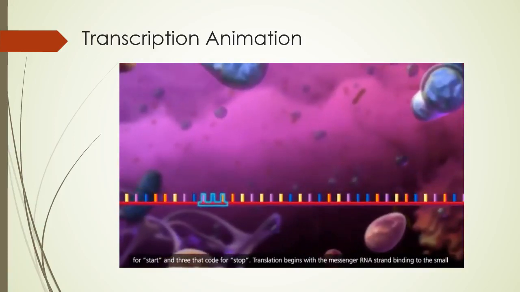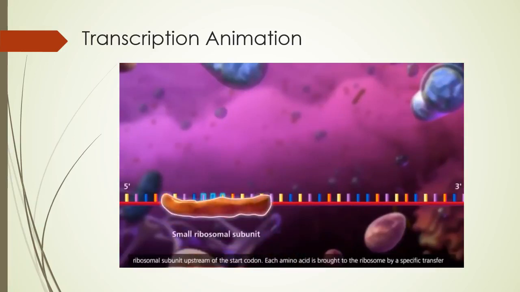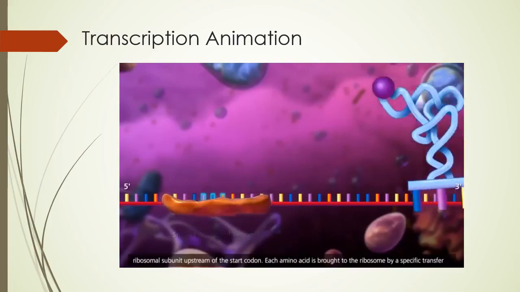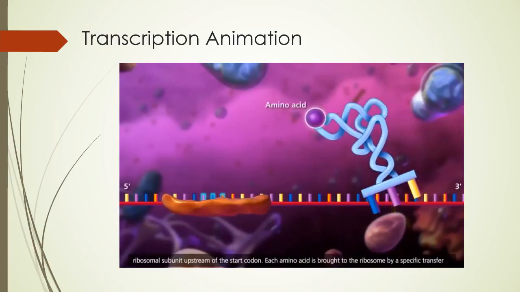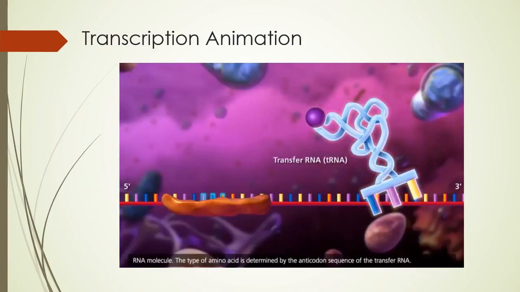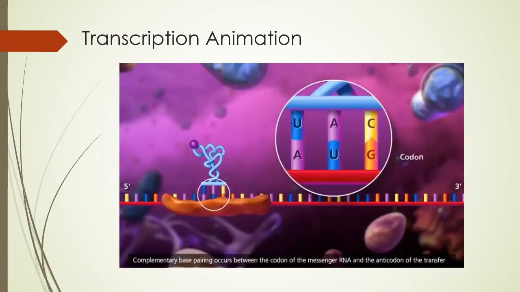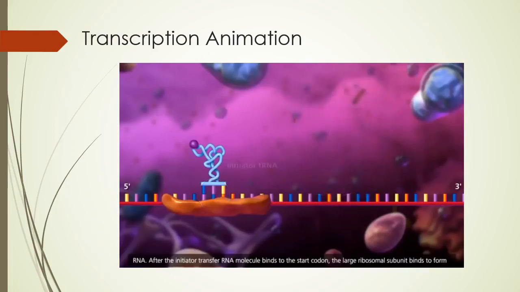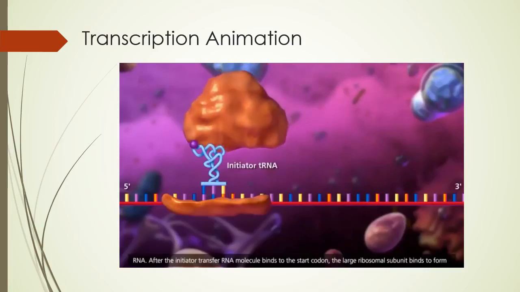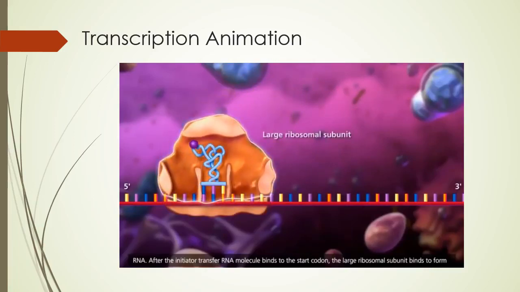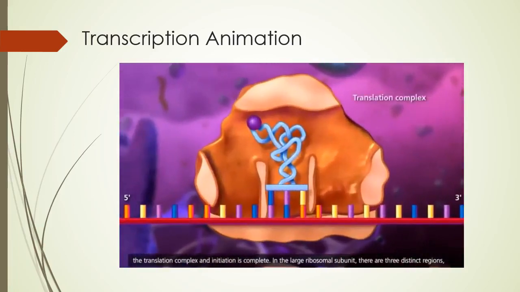Translation begins with the messenger RNA strand binding to the small ribosomal subunit upstream of the start codon. Each amino acid is brought to the ribosome by a specific transfer RNA molecule. The type of amino acid is determined by the anticodon sequence of the transfer RNA. Complementary base pairing occurs between the codon of the messenger RNA and the anticodon of the transfer RNA. After the initiator transfer RNA molecule binds to the start codon, the large ribosomal subunit binds to form the translation complex, and initiation is complete.